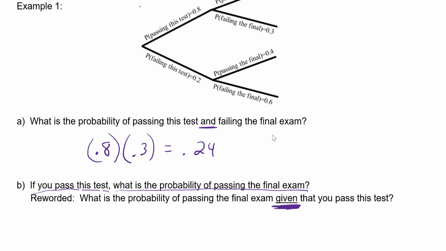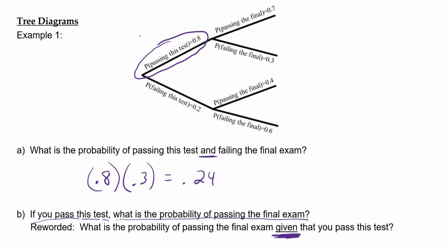Okay? So what I want you guys to do is, there's two ways to do this type of problem. So think about it. If you pass the test, do you agree you're on this branch? Okay? So if I pass the test, I'm there. What's the probability of passing the final? Well, the answer is just 0.07. What? That's easy. Okay? Yeah, it is easy.